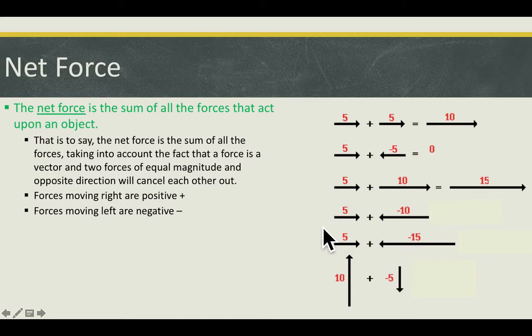The next one, 5 newtons right plus 10 newtons left, is 5 plus negative 10, giving us a net force of negative 5 newtons, or 5 newtons back to the left. The next one, 5 newtons right plus negative 15 newtons left, is going to give us a negative 10 newtons, left. And then in our up and down example at the very bottom, 10 newtons up plus 5 newtons down will give us an answer of 5 newtons up, and we've established up as being positive.